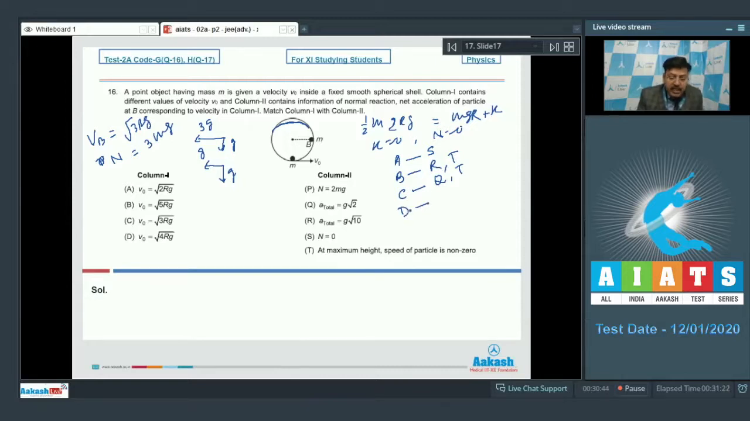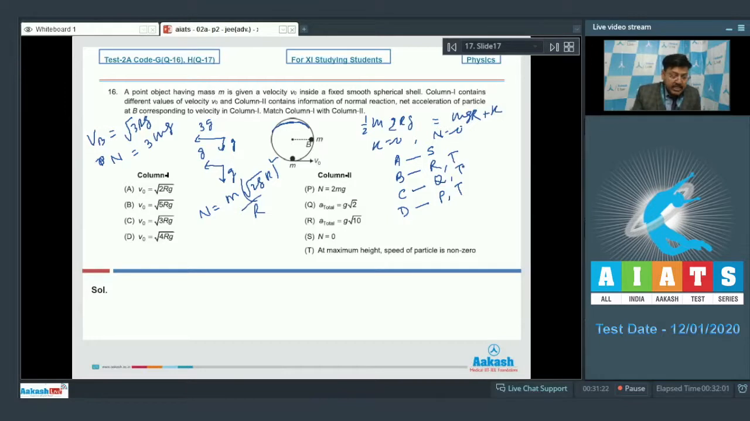So when the speed is root 4 rg, the speed at this point will be root 2 rg, and that means that the normal force at that time will become m into (root 2 rg) square upon r, which is equal to 2 mg. So that means for D, P matches. And again, the speed is not sufficient for the particle to perform the complete vertical circle. So it will lose contact at some point, and at the highest point its speed is not going to be 0. So that means T will also match.